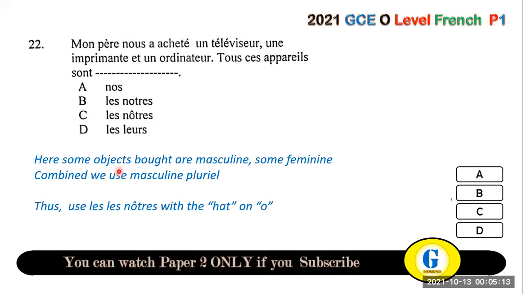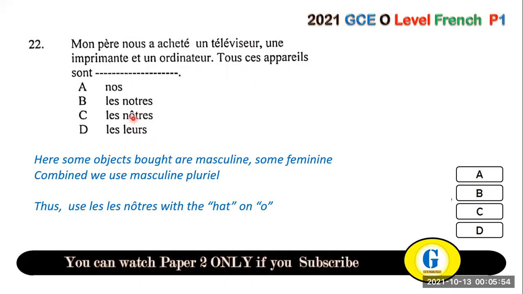Mon père nous a acheté un téléviseur, une imprimante et un ordinateur. Tous ces appareils sont... So my father bought us a television, you can use that, a printer, and a computer. The television can be the screen of the computer. All these appliances or all these equipments are ours.